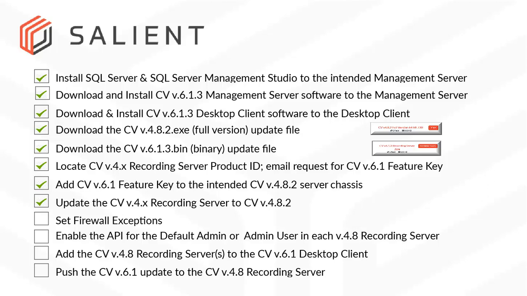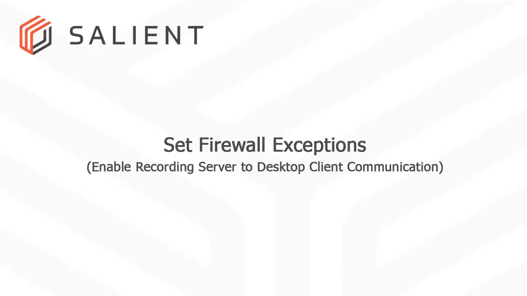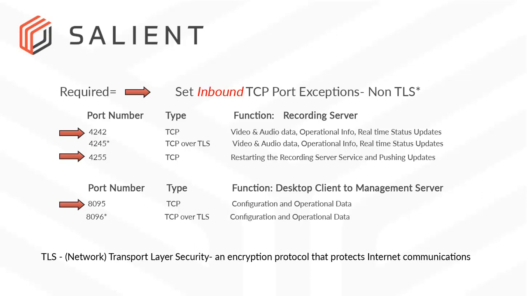The next step is to set desktop client and recording server firewall exceptions so they can communicate across the TCP/IP network. Inbound TCP firewall port exceptions are required for CompleteView management and recording servers to communicate over a TCP/IP network. When Transport Layer Security, or TLS, is not employed on the management and recording servers, TCP ports 4242, 4255, and 8095 should be configured with inbound port exceptions for the customer's network.